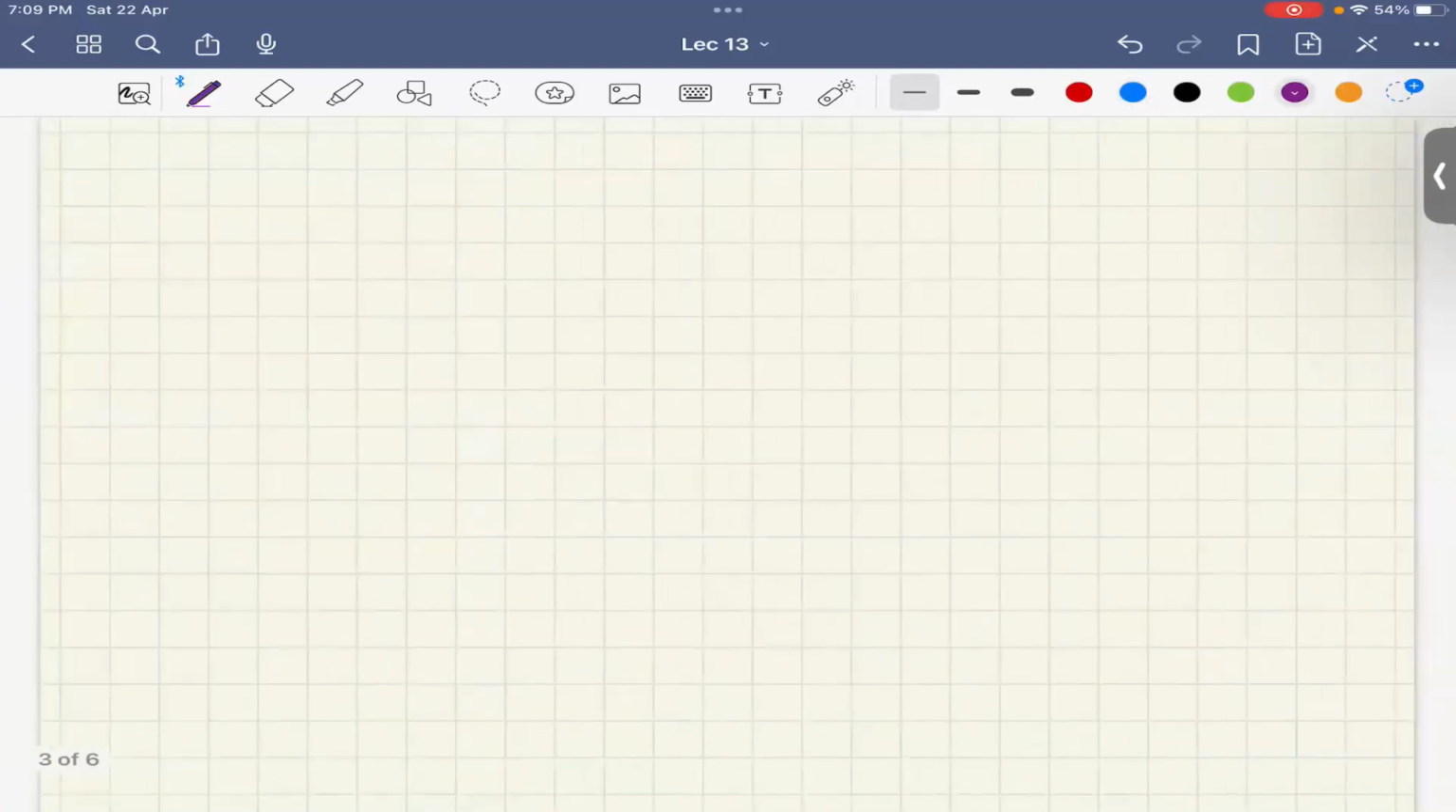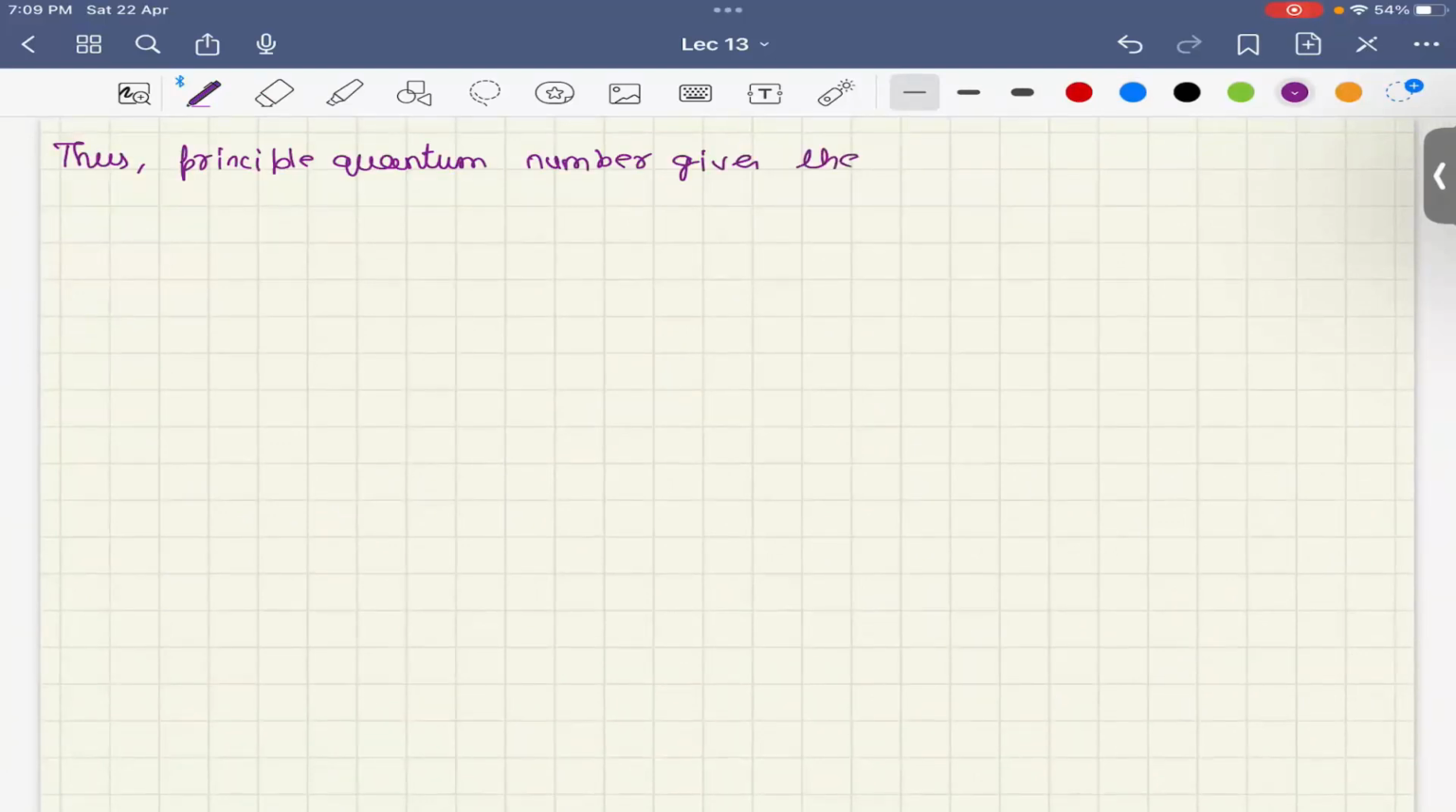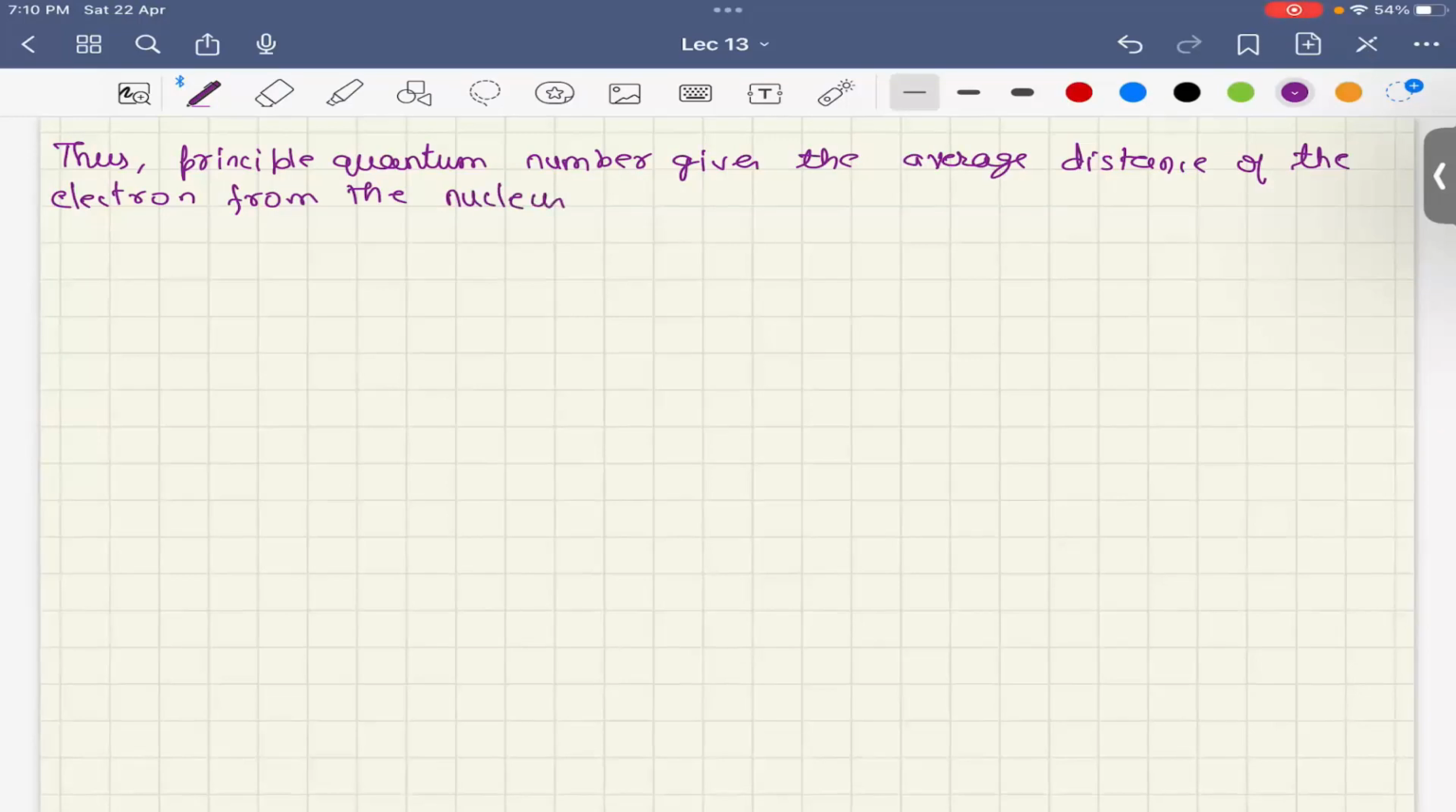Thus, what we can say is that the principal quantum number gives the average size or average distance of the electron from the nucleus and the energy associated with it.